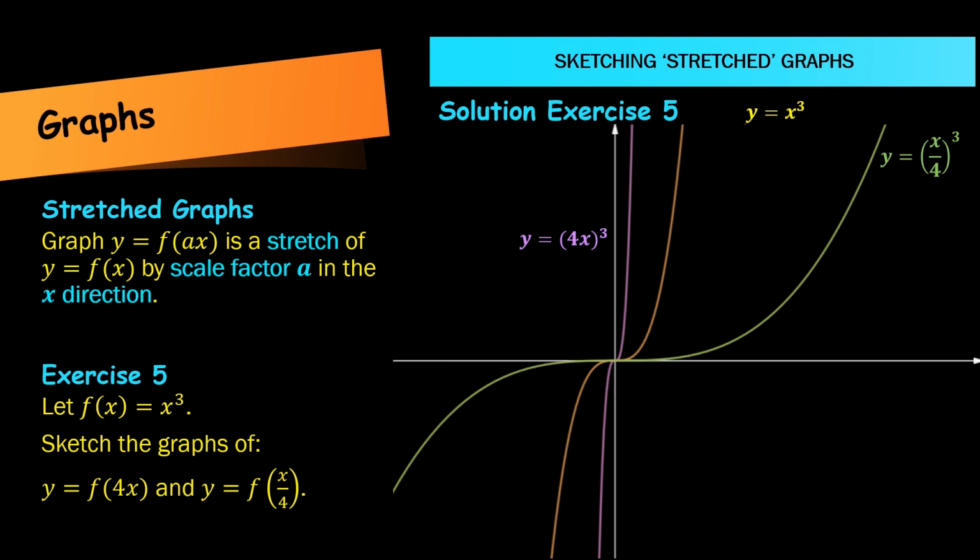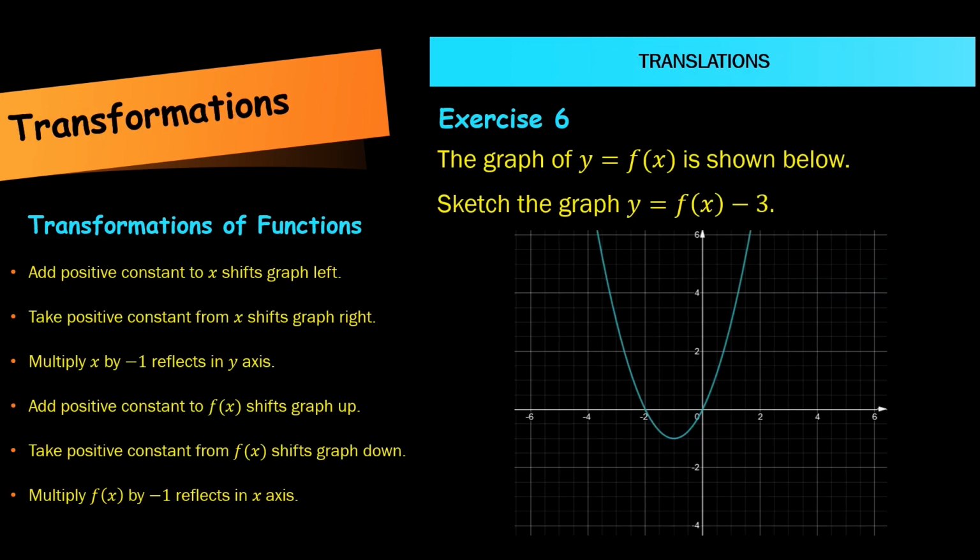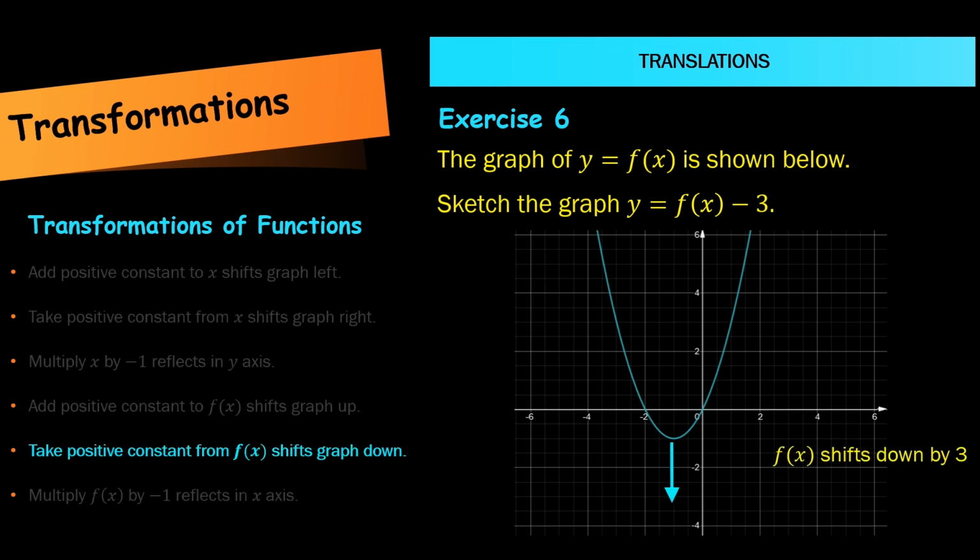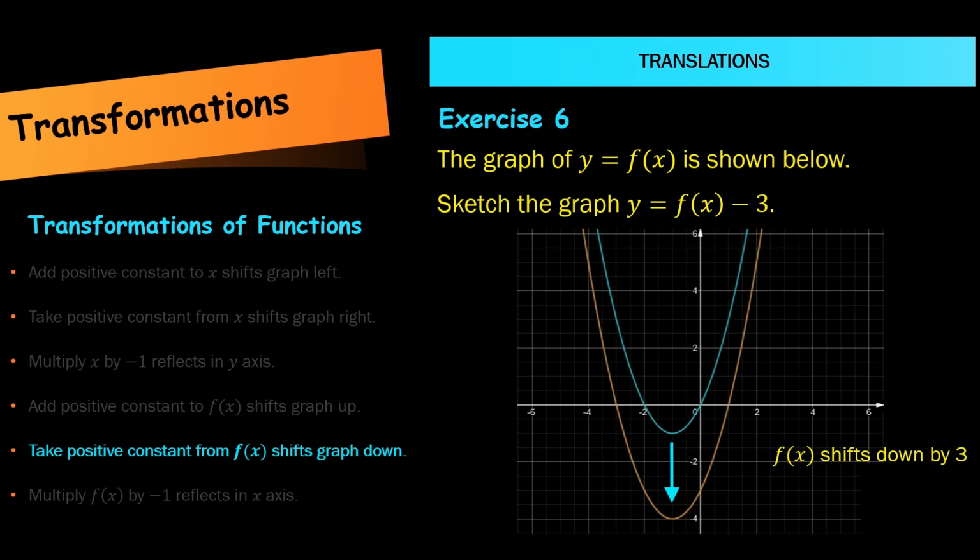Now let's have a go at exercise 6. The graph of y equals f of x is as shown on your screen. Sketch the graph of y equals f of x minus 3. When we take a positive constant from f of x, the graph shifts downwards. Since we have taken away 3 from f of x, the graph has shifted down by the value 3, as shown.